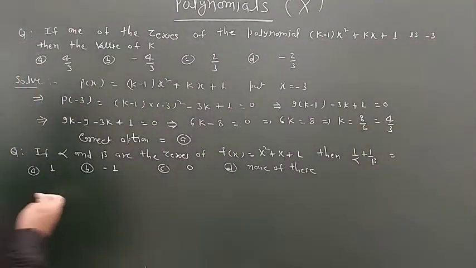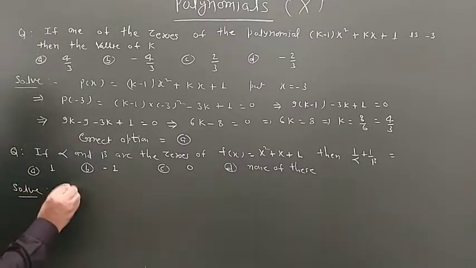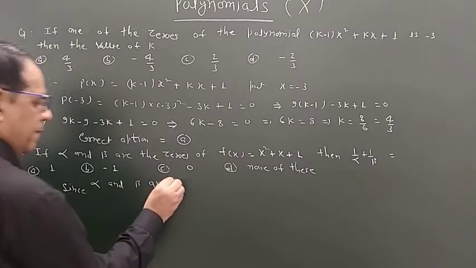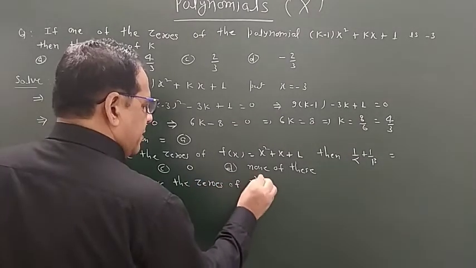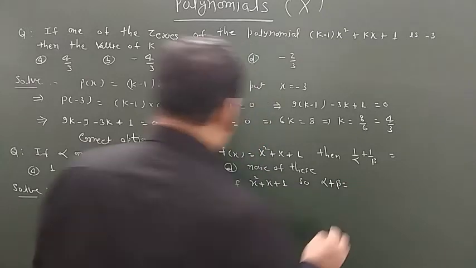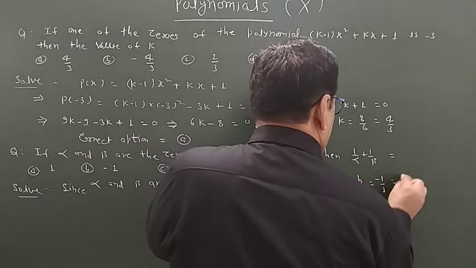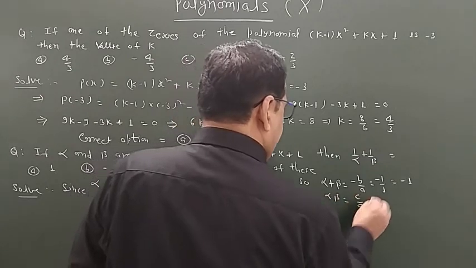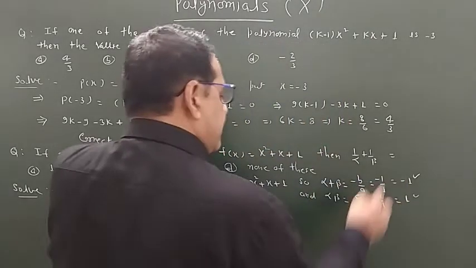Okay, so here since alpha and beta are the zeros of x square plus x plus 1, alpha plus beta equals minus b upon a, that means minus 1 upon 1 equals minus 1, and alpha beta equals c upon a, that means 1 upon 1 equals 1. So these are two values we have, alpha plus beta and alpha beta.